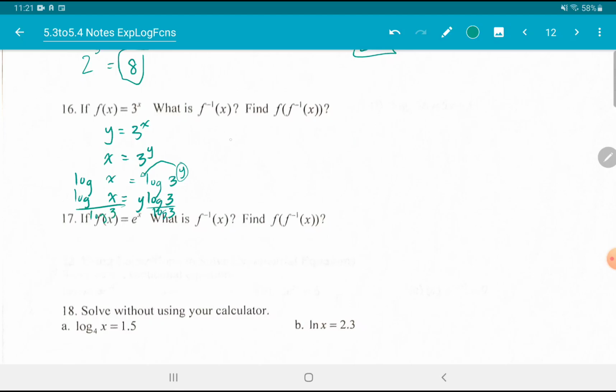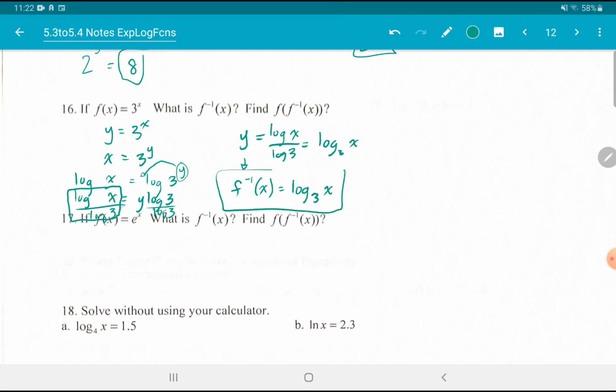And so we get that y is equal to, now one thing you want to remember is that we have a change of base formula, where if you have log x over log 3, that's the same thing as saying log base 3 of x. And one final step, remember to convert that y back into f inverse of x. So the f inverse of x is log base 3 of x.